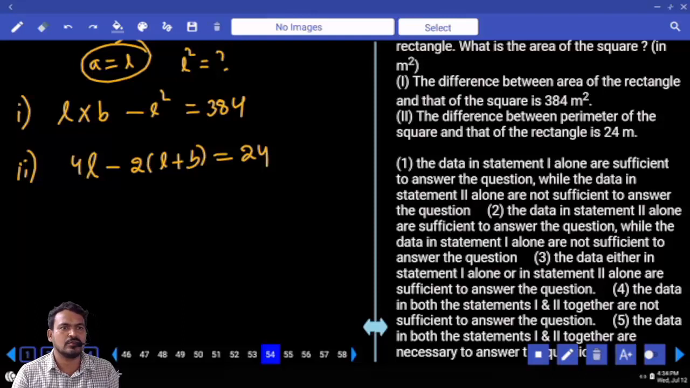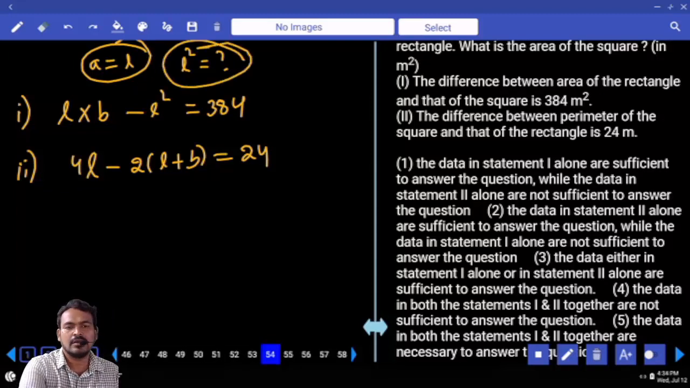By using both the statements, yes, because the first equation is a linear equation and the second one is also a linear equation. Simplifying those two linear equations, we get the L and B values. If we get the L and B values, obviously we get the area of a square by using both the statements.